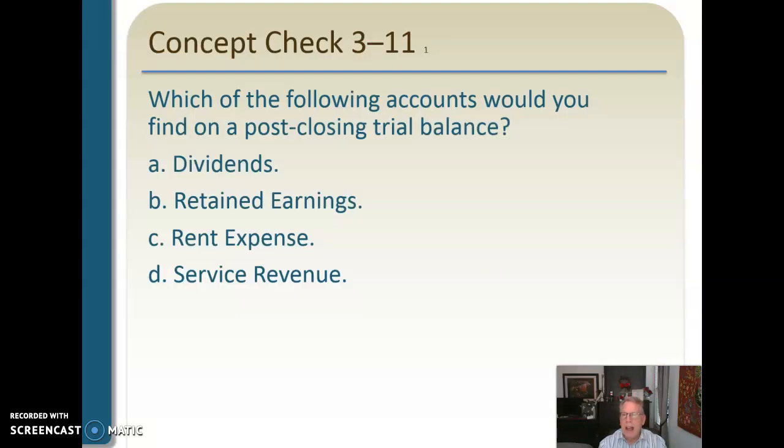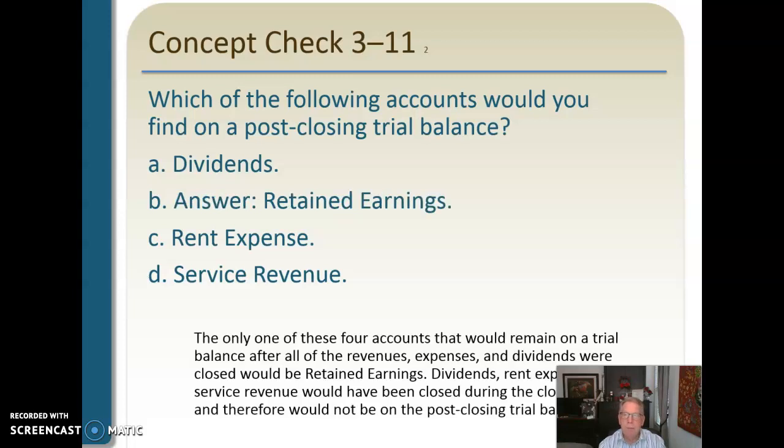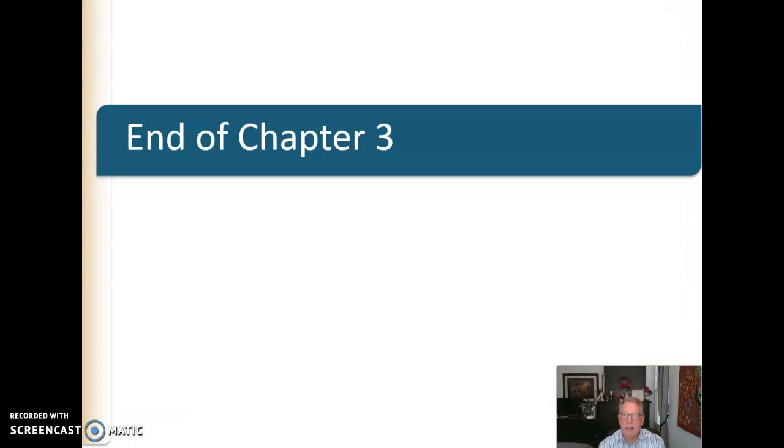Which of the following accounts would you find on a post-closing trial balance? Well, I'm going to look for the ones that are permanent accounts. And the only one that I see on there that's a permanent account is answer Bravo, retained earnings. Remember that dividends, expenses, and revenues have all been closed during the closing process and will not be on the post-closing trial balance. Okay, that ends Chapter 3.